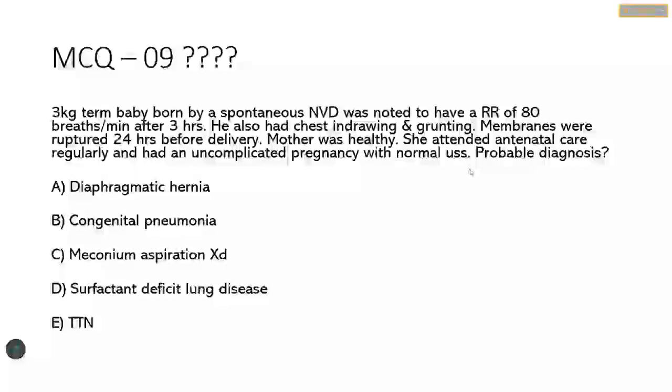Probable diagnosis. We will be looking at each and every one. Diaphragmatic hernia. To think of it as a diaphragmatic hernia, the problem is that soon after birth there will be respiratory distress. There won't be a delay of 3 hours actually. Also there is no other evidence to suspect diaphragmatic hernia. We have seen a lot of questions. They usually give evidence like scaphoid abdomen and heart sounds on the right side. So we can exclude diaphragmatic hernia without any doubt because there is no evidence to suspect it.